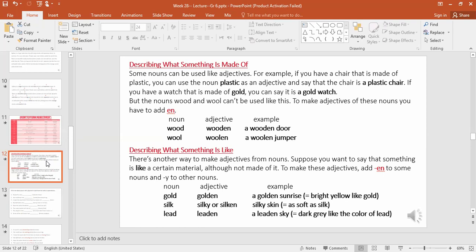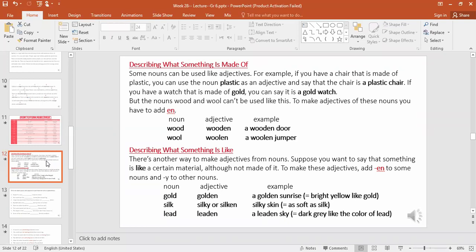Let's see the example. Gold, golden, a golden sunrise. If I asked you a question, is the sunrise made of gold? Is it literally made of gold? No, it's not. Very good. So, Anna, I'm using the noun gold in order to describe what the sunrise is like and not what the sunrise is made of, right? So I say a golden sunrise. Why? Because the sunrise is bright yellow like gold and it is not made from gold.